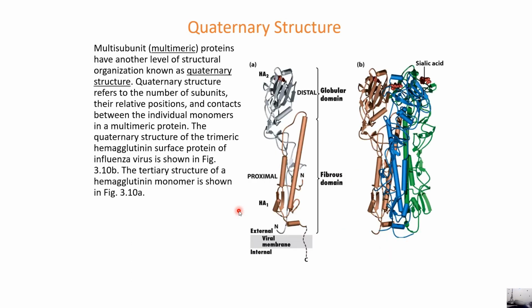Now quaternary structure. If the protein is a multi-subunit protein, so if there are different subunits that need to come together for the protein to be functional, it will have another level of structural organization known as quaternary structure. Quaternary structure refers to the number of subunits, their relative positions, and contacts between the individual monomers in a multimeric protein. The quaternary structure of the trimeric hemagglutinin surface protein of influenza virus is shown here. The tertiary structure of a hemagglutinin monomer is shown here.